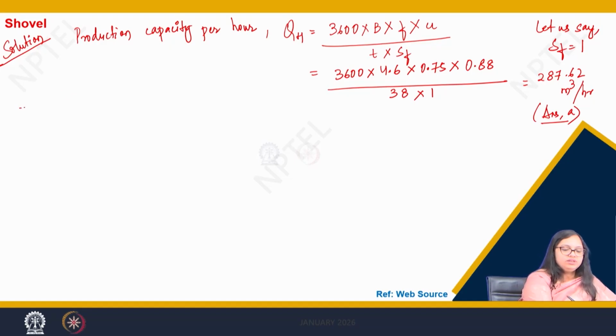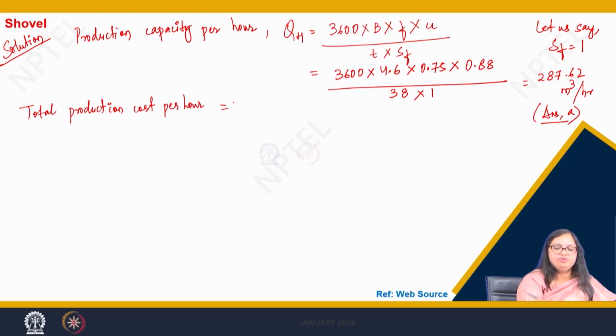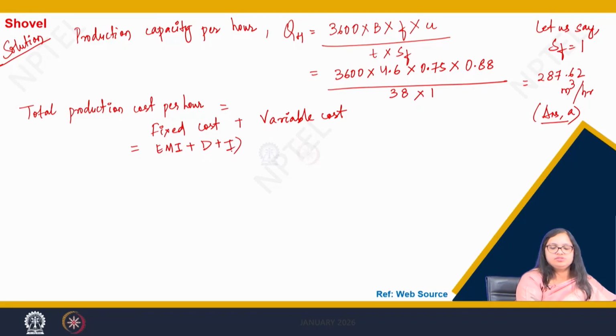So, the total production cost per hour, how do we find out? We find it as fixed cost plus variable cost, right. With fixed cost we have to find EMI plus the depreciation plus the insurance cost, plus what is my variable cost? It is salary plus energy cost plus lubrication cost plus repair.